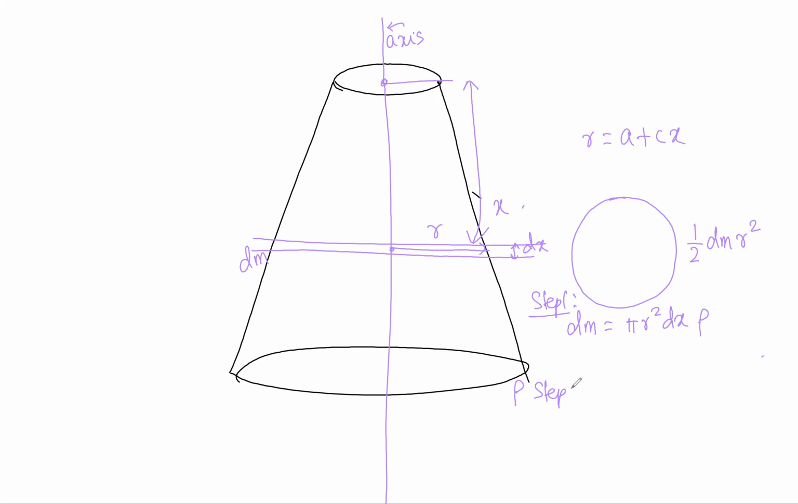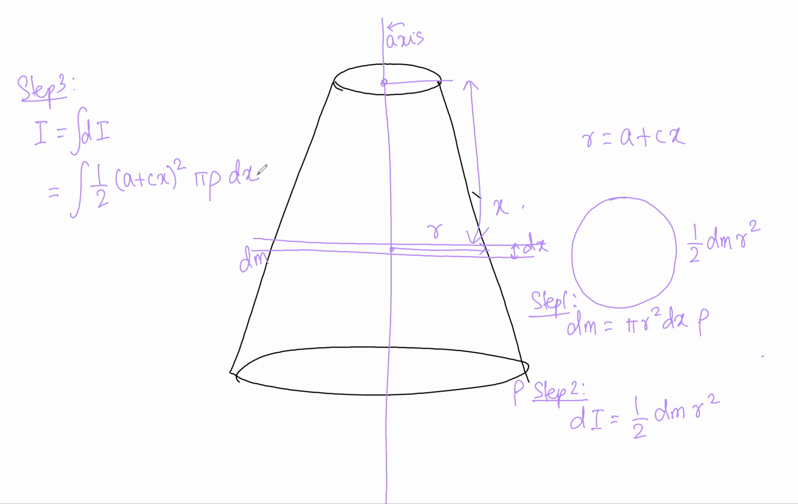What is the next step? Moment of inertia. The moment of inertia is equal to, it is a disk, so you will write half into dm into the radius squared. Look to the left side of the screen. What is the third step? The third step is to integrate. So you will write I is equal to integration of dI, which is equal to integration of half, put the value of r squared, take (a plus cx) whole squared, multiplied by dm, which also contains another r squared. So it will be equal to pi into rho into dx, again multiplied by r squared.